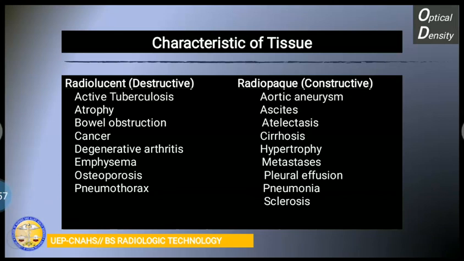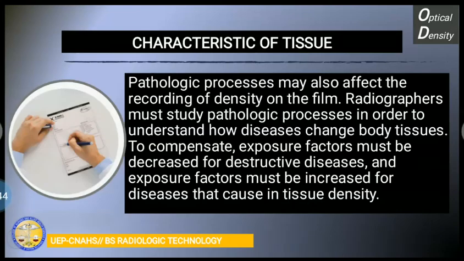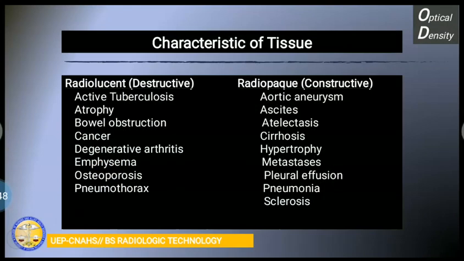So, we have active tuberculosis, atrophy, bowel obstruction, cancer, degenerative arthritis, emphysema, osteoporosis, and pneumothorax. I hope you give time to define or review your medical terminologies. Ano-ano yung mga conditions na ito? Atrophy, di ba? Hindi siya nag-grow, di ba? Atrophic. Yung opposite nito is hypertrophy, di ba? Too much naman yung growth. Halimbawa ito, pneumothorax. Pneumo means air. Thorax is thoracic cavity. So, again, these conditions are under radiolucent or destructive pathology.